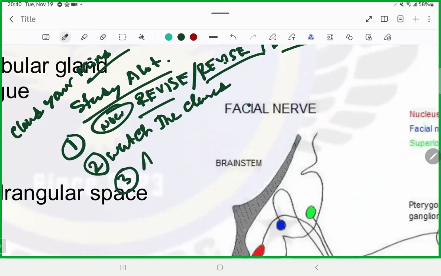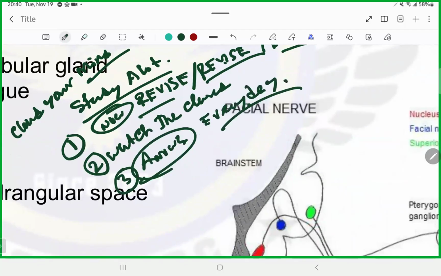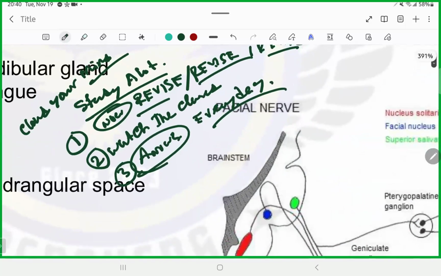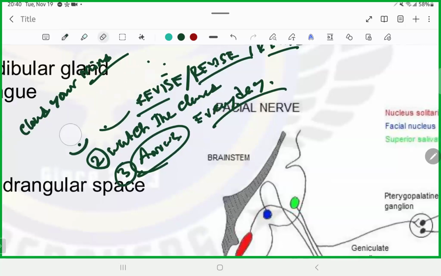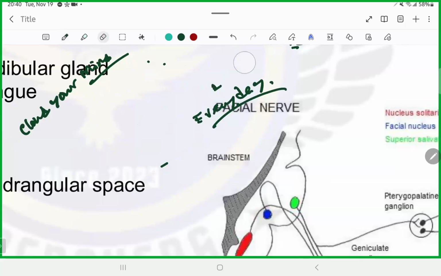Then number three, arrows. Go through our arrows every day. Every single day you watch the arrows. You study the arrows. These are the three things you do in these 3 months.